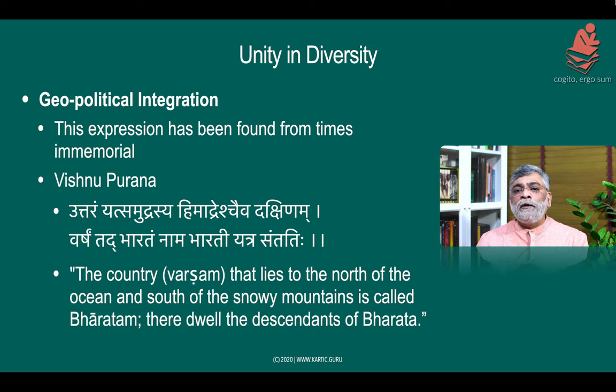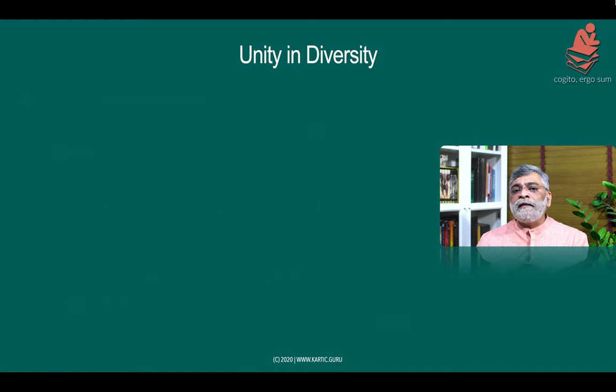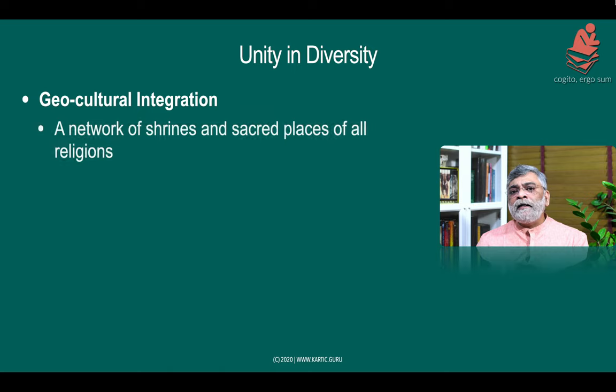And that is how age-old the concept of India's geopolitical identity is. Now, the second bond of unity in India is the geocultural integration, which is reflected in the network of shrines and sacred places, of temples, of mosques and churches, and the holy rivers that are spread across the length and breadth of India. From Kutch to Kamrup, and from Kashmir to Kanyakumari, the religious shrines of all the religions in India are spread throughout the length and breadth of our nation.